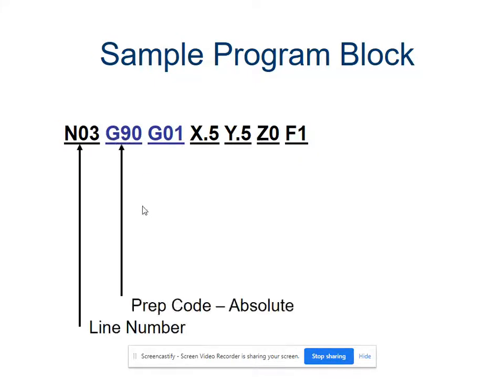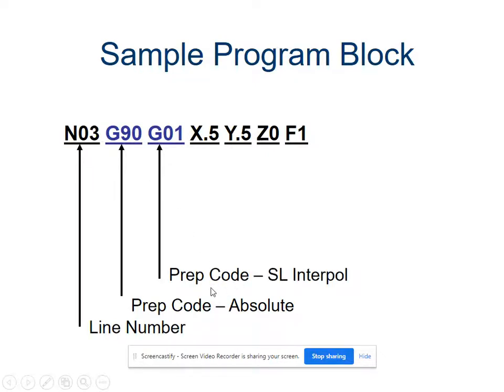So here we go, line number. That's our prep code, preparing code of absolute. It's our prep code for straight line interpolation.